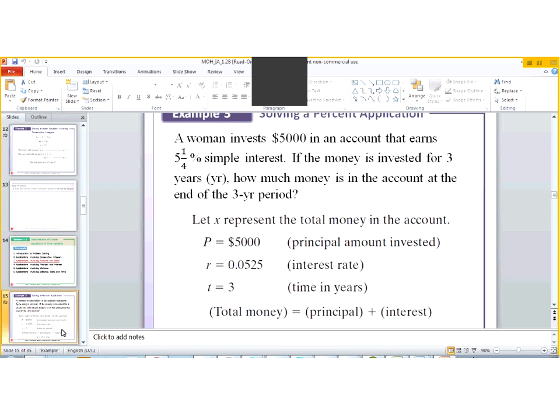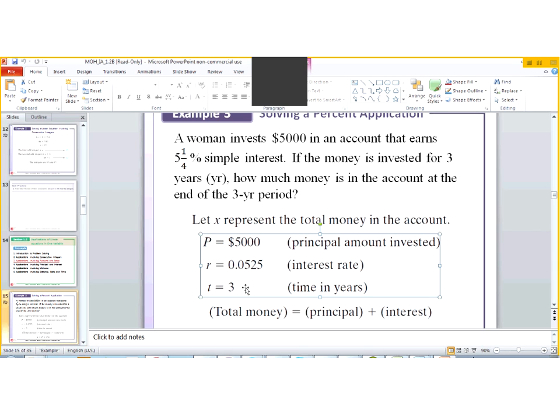Okay, this is another type of problem that you would see, a percent application problem, when you're investing some money into one account that earns so much interest. So in this case, we have $5,000 that would earn 5 1/4% simple interest. If the money is invested for 3 years, you want to know how much money is in the account at the end of the 3 years. So you let x represent the total money. The principal, the amount of money that you're investing, is 5,000, and then the rate is 5 1/4%, so it would be 0.0525, and the time is 3.